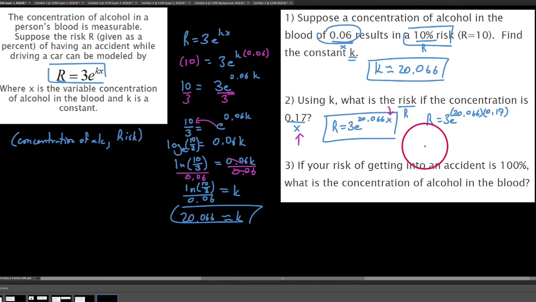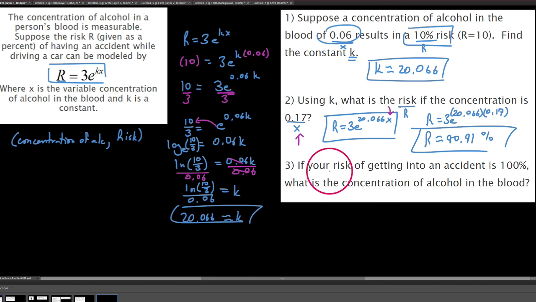0.91-ish. And so I'm going to write that here. Say risk is approximately 90.91, and this is a percentage. So if you had a blood alcohol content of 0.17, you would, theoretically, 90 out of every 100 times you're behind the wheel, cause an accident while you're driving that car. Okay, so our risk would be that.